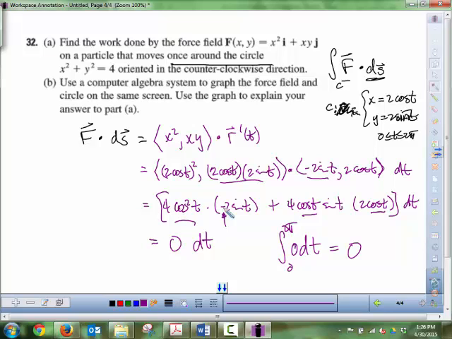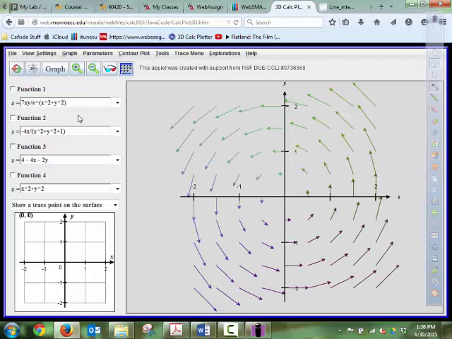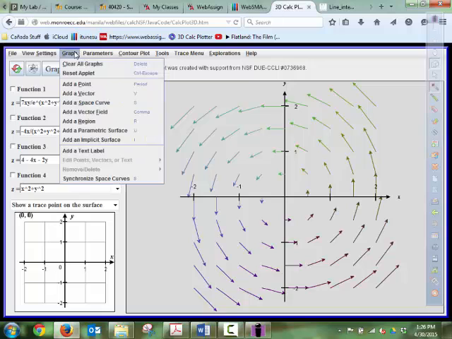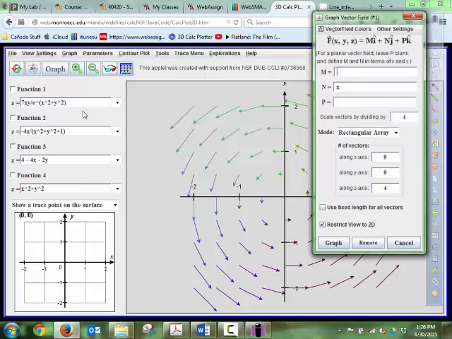So let's see if this actually makes sense graphically. If they ask us to use a computer algebra system to graph the field in this circle. So I was messing around with this 3D plotter, and I was able to change the actual functions. I don't know if it'll happen now. Let's see. So our vector field is x squared, and then x times y.